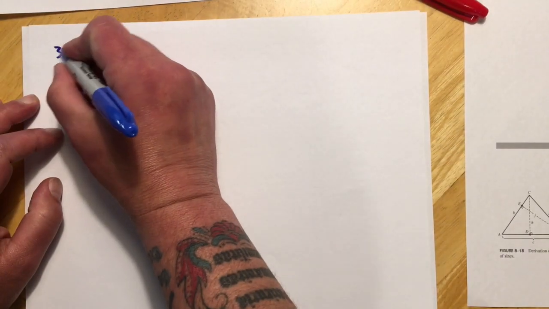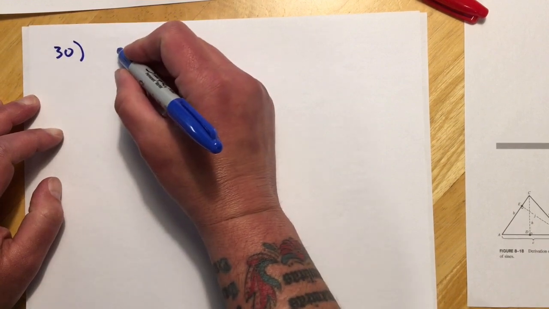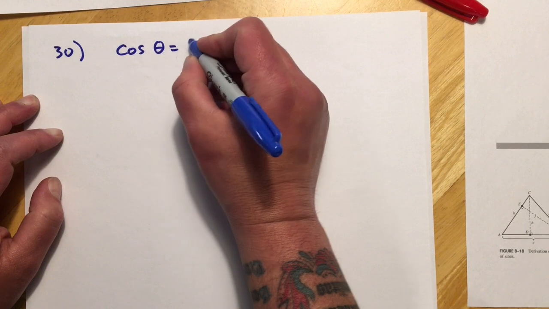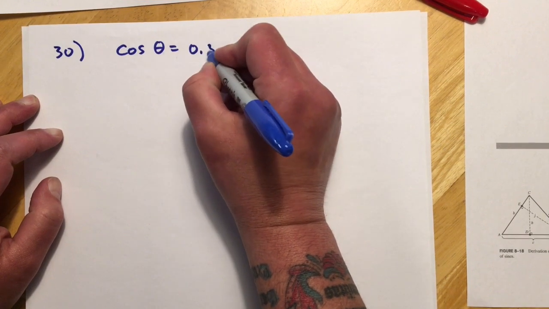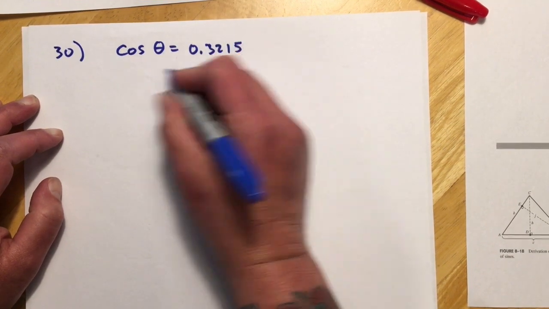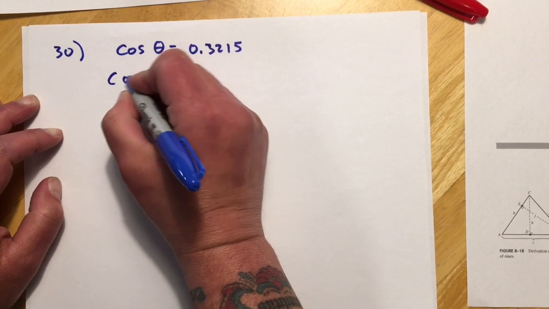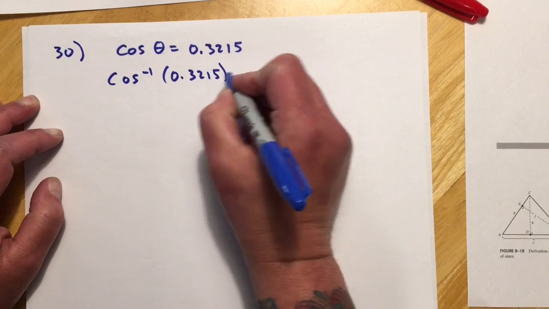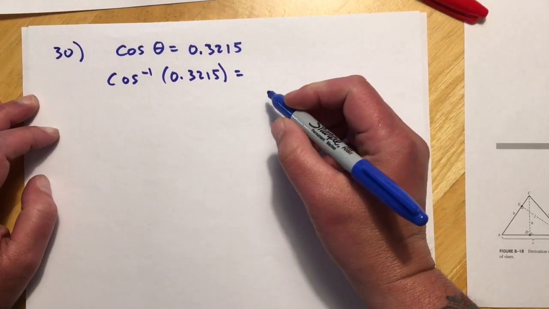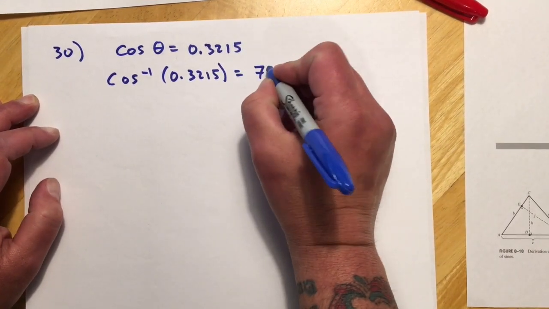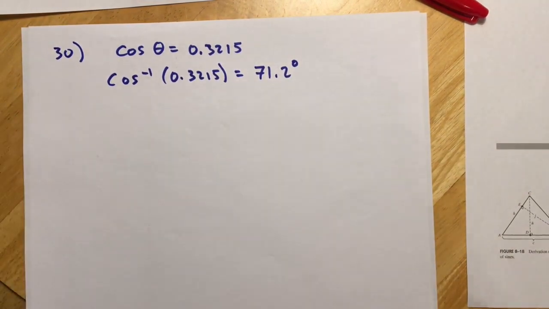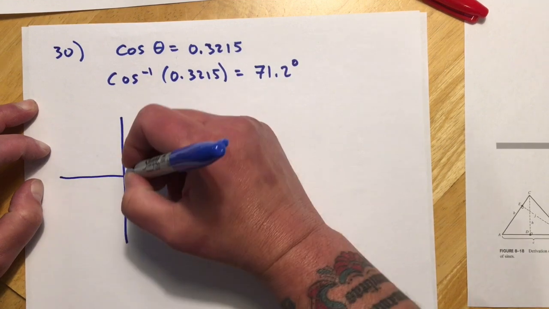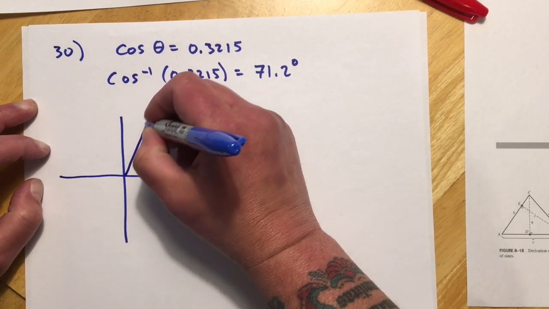So number 30, same directions, and this one is cosine theta equals 0.3215. So we do inverse cosine of this, and that's going to come out to 71.2 degrees. So if we think about what that looks like, 71 would be somewhere around there.